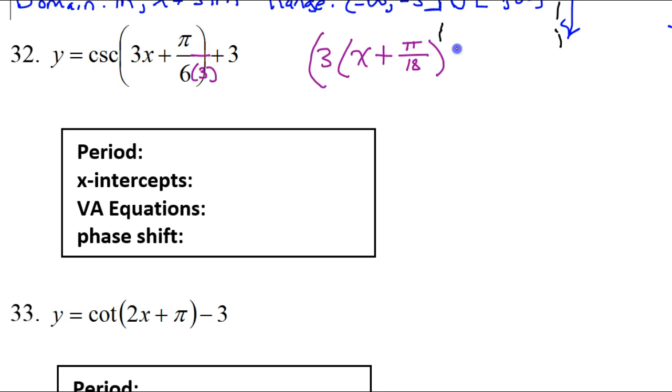I'm going to put all of this in parentheses. Hold on, these little random marks are bugging me. And then I've still got the plus 3 out here. This is cosecant.